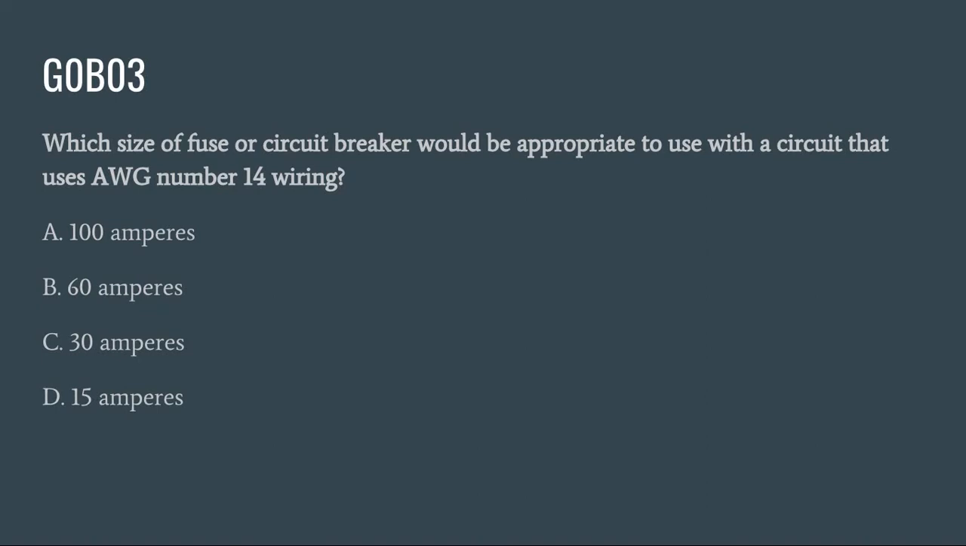G0B03. Which size of fuse or circuit breaker would be appropriate to use with a circuit that uses AWG number 14 wiring? A. 100 amperes. B. 60 amperes. C. 30 amperes. Or D. 15 amperes. Correct answer D. 15 amperes.